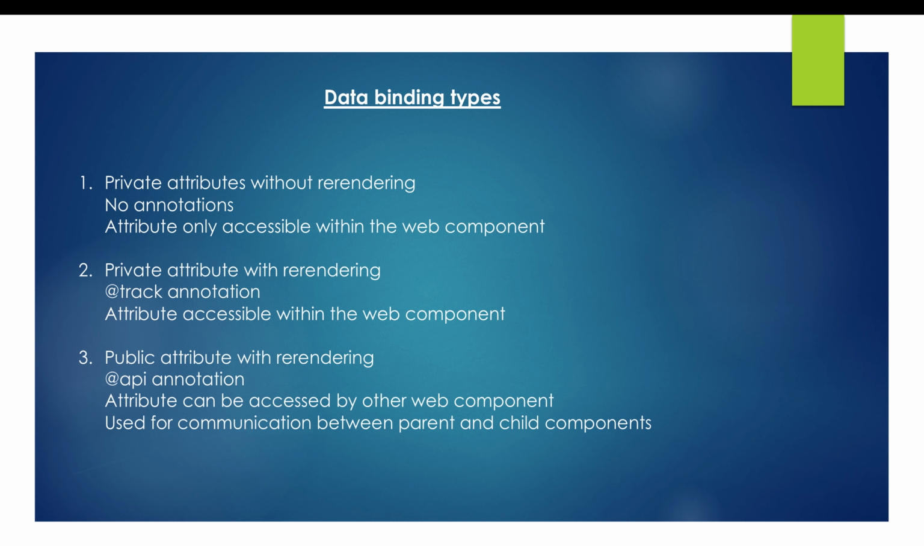The first thing, whenever you are starting with LWC, majorly if you talk about a component, there is a front end and a controller JavaScript file. How do we display a value, or how do we get a value from our front end field to a JavaScript attribute, and how do we send the JavaScript attribute to display on our screen? So how do we do that? We have three types of data bindings here. One is private attributes without rendering.